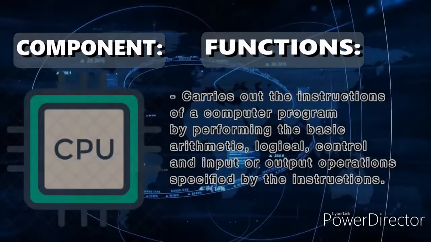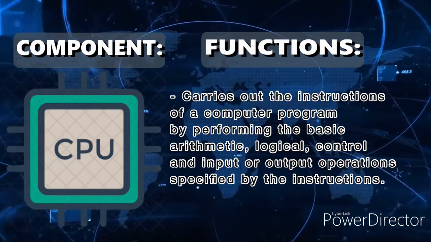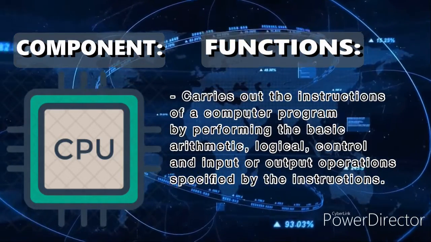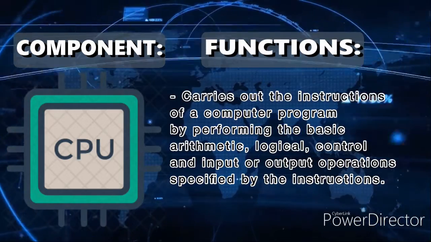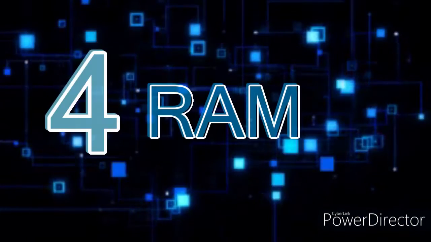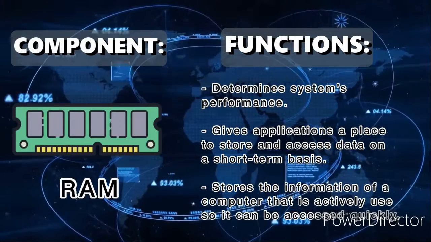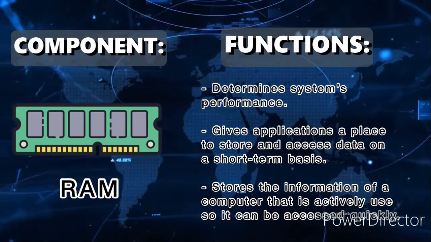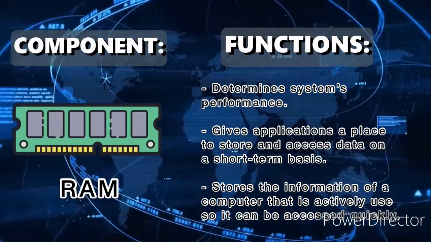Next, CPU. It carries out the instructions of a computer program by performing the basic arithmetic, logical, control, and input or output operations specified by the instructions. Next, RAM. It determines the system's performance. It gives applications a place to store and access data on a short-term basis.